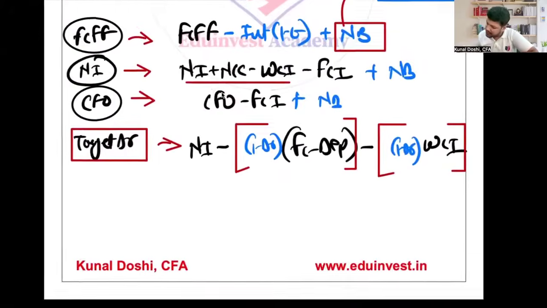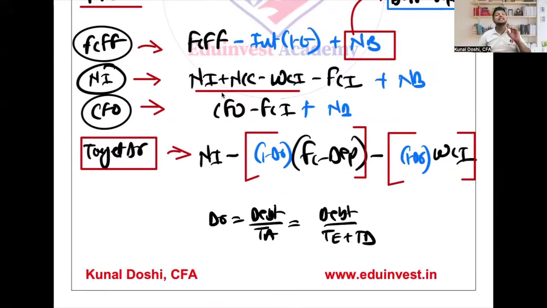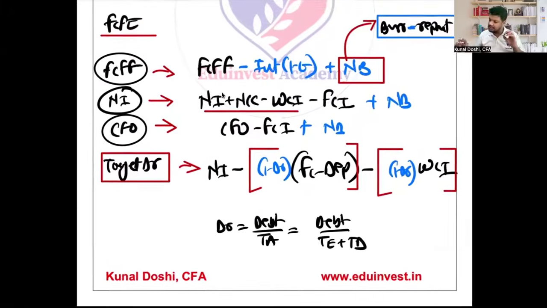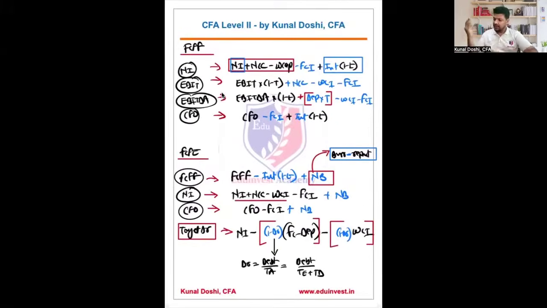Basically, debt ratio is debt over total assets, or you can simply write debt over total equity plus total debt. It basically tells you the proportion of debt in the capital. And 1 minus debt ratio is equity ratio. Perfect, everyone. This is how I have derived all the components of FCFF and FCFE on the same page. Whatever components they have throughout the syllabus, all of that is on a single page.